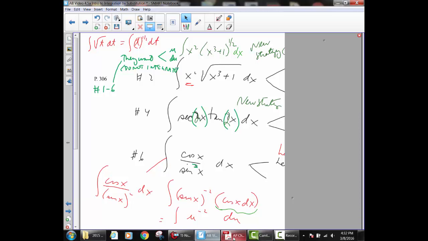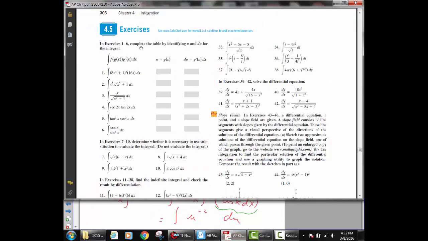Okay, I do want to look at these in the book because you need to be careful. All they're asking you is what's the u and what's the du. Notice they're not asking you to actually integrate this. And really what we're doing is kind of a reverse chain rule, but you don't need to worry about that. So if you were looking at these, obviously here you'd let u equal the contents of the radical, which is x cubed plus 1. Your du would be the derivative of that, which is 3x squared dx.